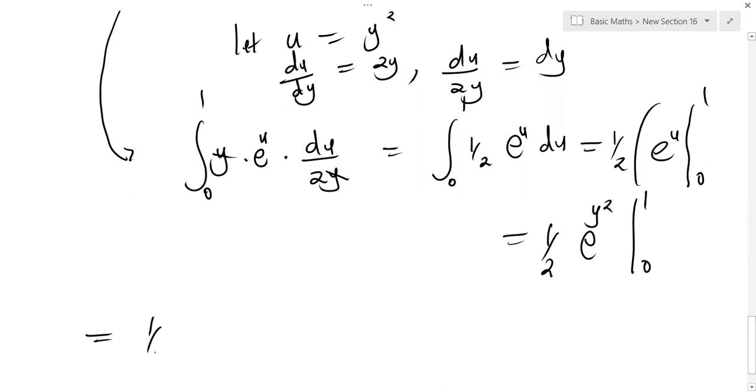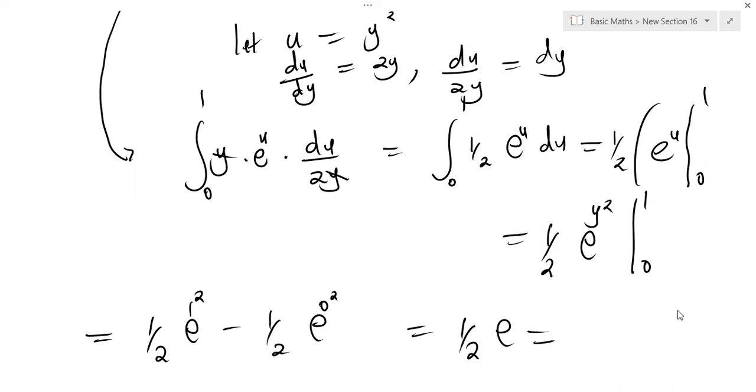So this is going to give us a half exponential, where there's y, we replace with 1 and then 0. So we're going to have a half exponential 1 squared minus a half exponential 0 squared. Okay, and this simply gives a half exponential, 1 squared is 1, so a half exponential, which we can now evaluate in the calculator.